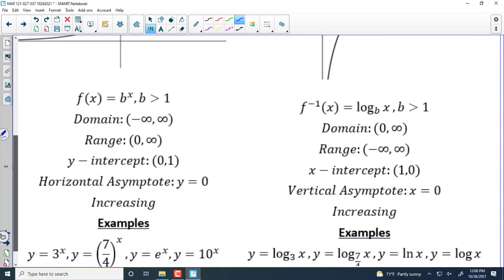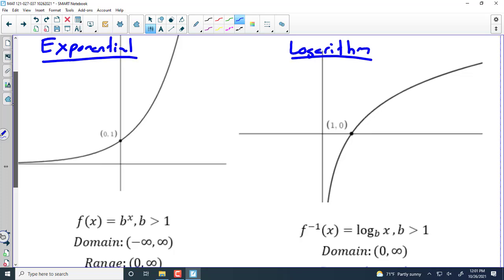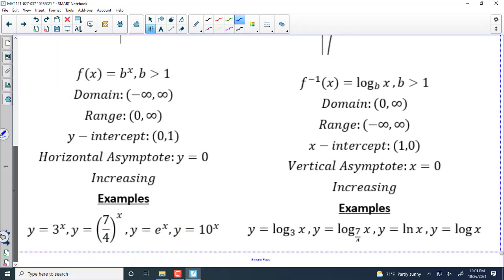An exponential with a base bigger than 1 goes left and right forever, hangs out strictly above the x-axis, has a y-intercept, has a horizontal asymptote, and is increasing. Every exponential function that has a base bigger than 1 has the same basic shape. They all have different ordered pairs except for the ordered pair (0, 1), but they all have that same basic shape, whether it's 3 to the x, 7/4 to the x, e to the x, or 10 to the x.